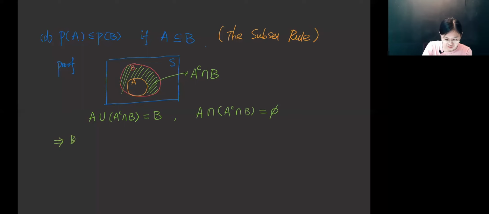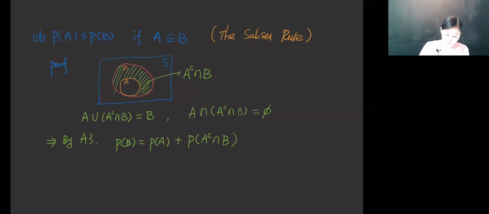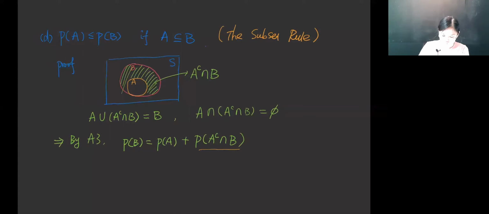Now we can use axiom number 3 to conclude that the probability of B equals the probability of A plus the probability of A complement intersect B. Now, the probability of A complement intersect B cannot be negative by axiom number 1. Therefore, P(B) cannot be less than P(A). This proves the subset rule.